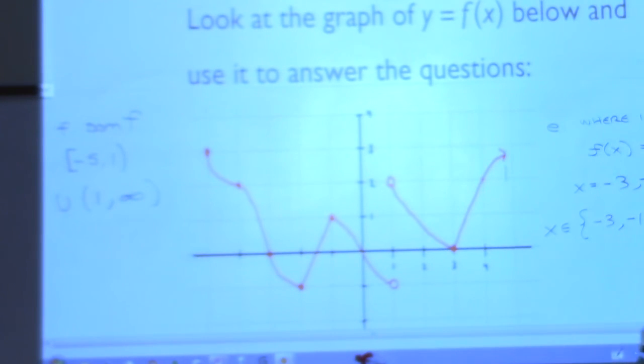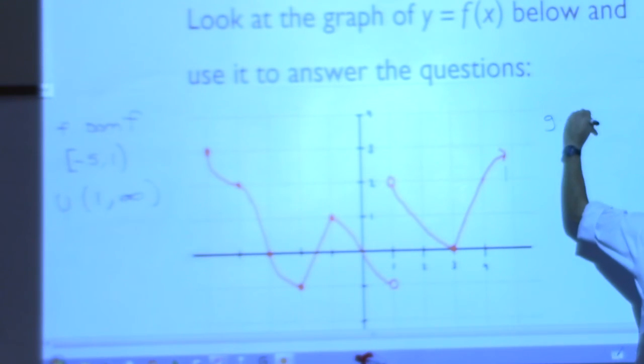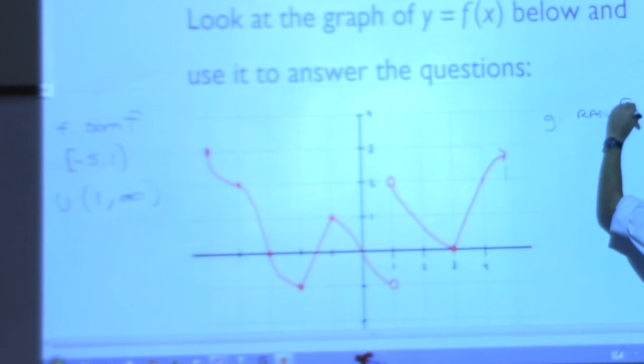The next thing is the range. The range is a little more confusing. We call this Ran F, range F.